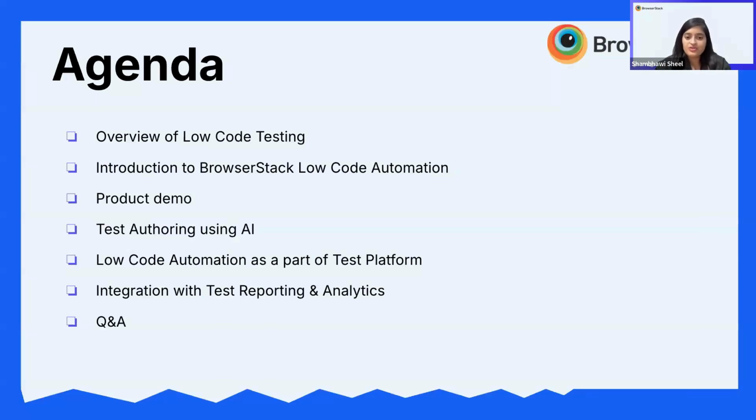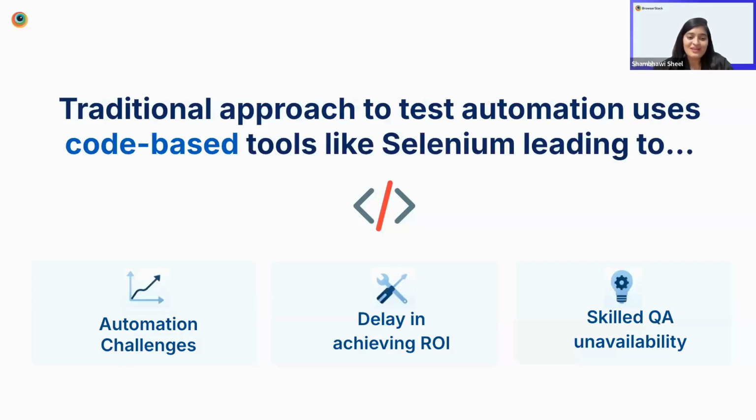Now, without further ado, let's jump into the agenda for our session today. The webinar is structured to give you a comprehensive understanding of low-code testing and also introduce our in-house solution, BrowserStack Low-Code Automation. Then we'll go through the detailed product demo. The next segment would be where we talk about how we have integrated AI into our product and also about the low-code automation solution as a part of the broader test platform. We'll then explore integration with test reporting and analytics, and we'll end the session with the Q&A. So let's get started. I hope you all are as excited as we are.